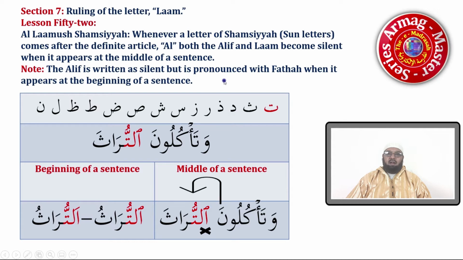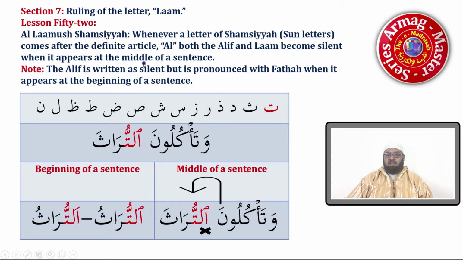So what happened there is that when a Shamsiya letter or a sun letter comes after alif and lam while they are in the middle of a sentence, both the alif and the lam become silent. They are written, but they are not pronounced. When the example appears at the beginning of a sentence, the alif will take a fatha. The lam will remain silent, but the alif will take a fatha. Let's look at the examples.